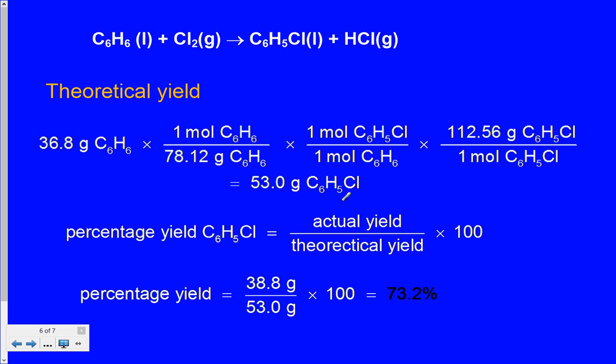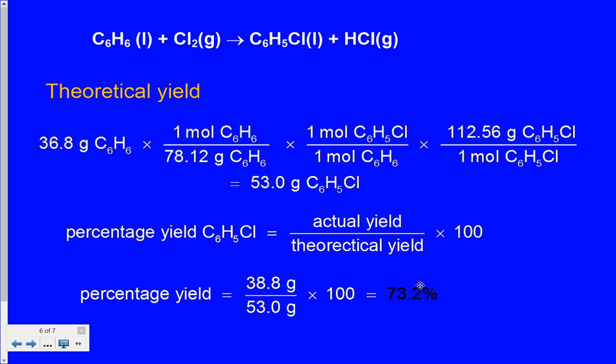So what's the percent yield? The percent yield is just what we were given, the 38.8. That's what we got from the experiment divided by the 53. So we're going to get 73.2%. Okay, so that's a quick look at how to do percent yield.